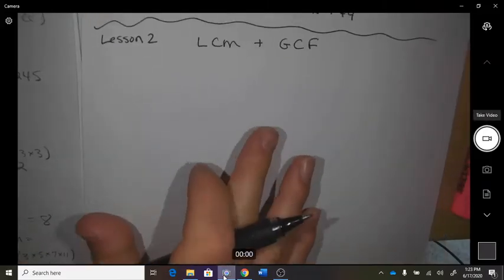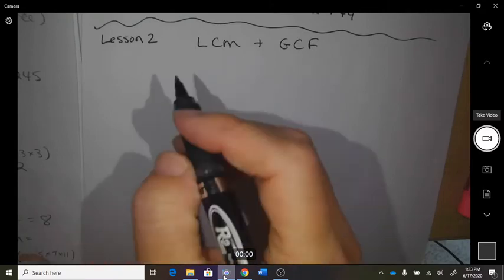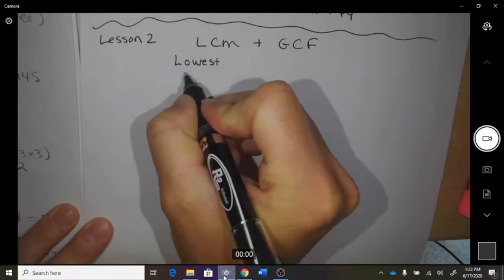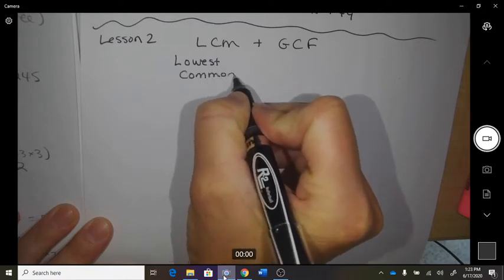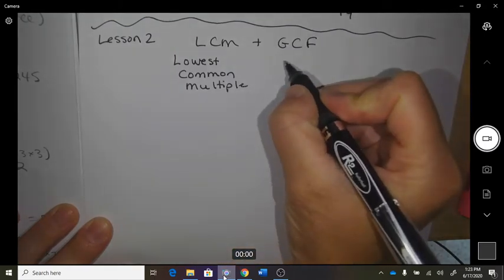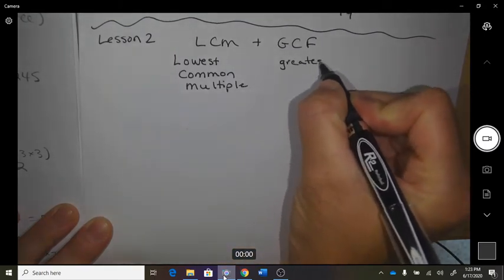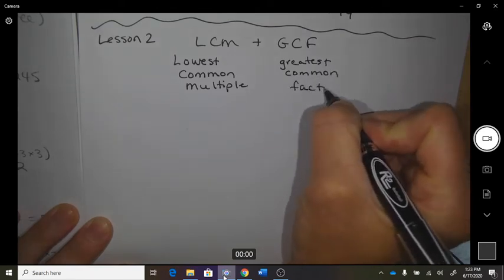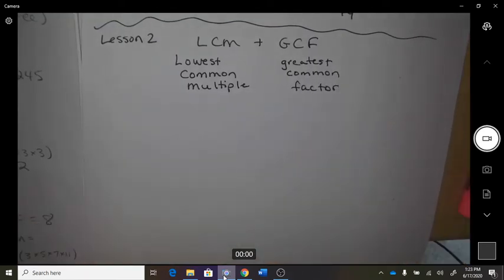Okay, lesson 2 is LCM and GCF. So this stands for lowest common multiple, and GCF stands for greatest common factor. Okay, so you need to know what is a multiple and what is a factor.